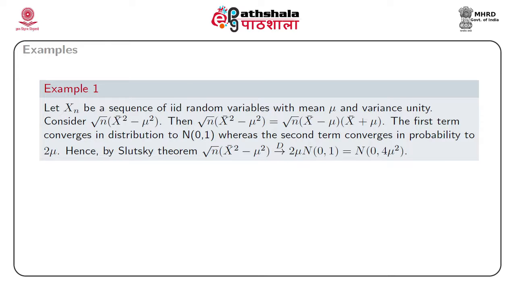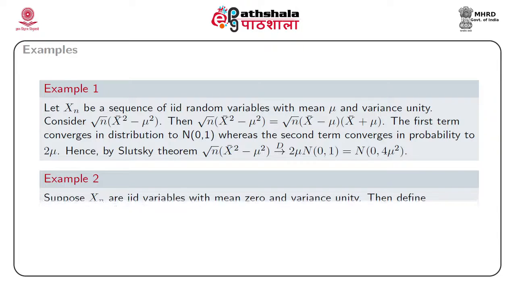Then we can write square root of n multiplied by X bar squared minus mu squared as square root of n multiplied by (X bar minus mu) into (X bar plus mu). The first term converges in distribution to normal 0, 1. This follows from central limit theorem, whereas the second term converges in probability to twice mu. Hence, we can apply Slutsky theorem here, because we have a product of two random variables, the first one converging in distribution and the second one converging in probability. So, combining these two from Slutsky theorem, we find that square root of n multiplied by X bar squared minus mu squared converges in distribution to 2 mu times a standard normal variable. So, in all we can say that square root of n (X bar squared minus mu squared) converges in distribution to normal with mean 0 and variance 4 mu squared.